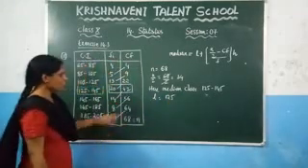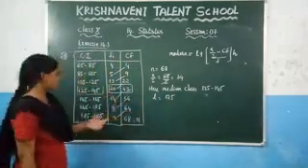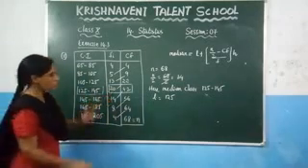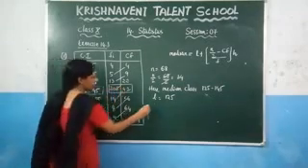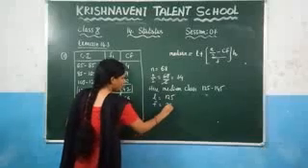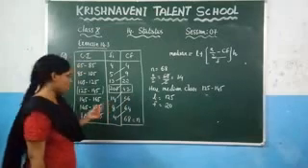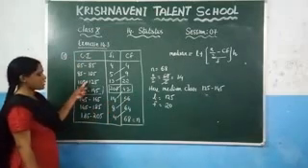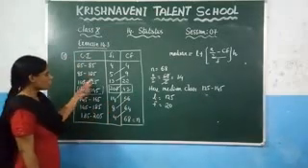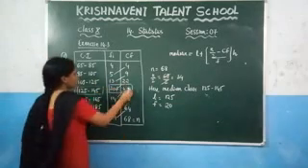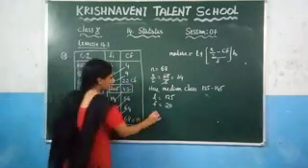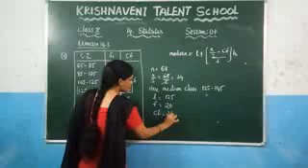Now we have known the median class. What is the corresponding frequency of the median class? 20. So here the F value is 20. And what is CF? CF is nothing but the cumulative frequency of the class preceding the median class. What is the preceding class? This one, the one above. In that, what is the cumulative frequency value? 22. So here the CF value is 22.